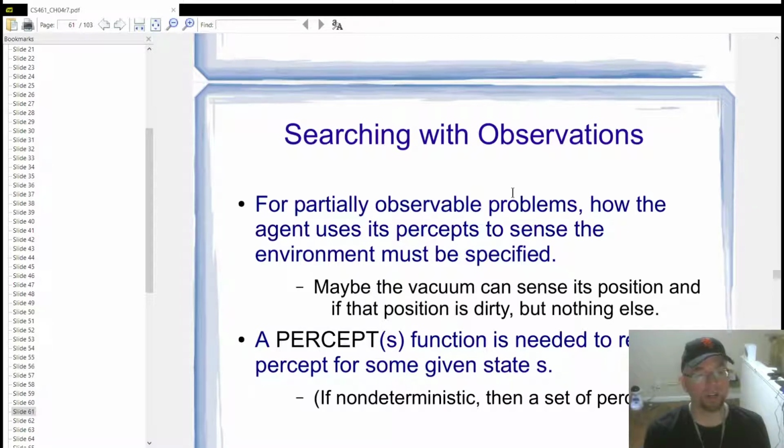How does that work? For example, maybe the vacuum can sense its position. Maybe it can sense if the position's dirty, but nothing else, or maybe both, but nothing else. So you have a percept function where you pass it a state, and it returns a percept for that given state. So here's what you could perceive. Now, if it's non-deterministic, then you get back a set of percepts, all the possible things that you could perceive.